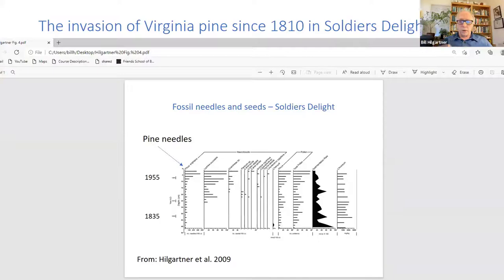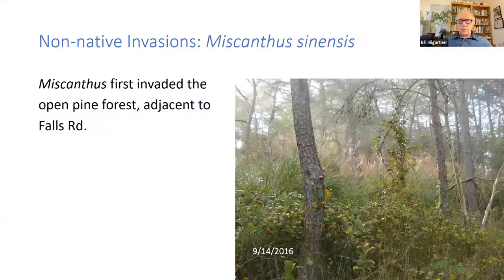An invasive that's becoming a problem at Bare Hills is Miscanthus sinensis, Chinese silver grass. It first invaded the open pine forest. I remember seeing it early on in the open pine forest, and I began to think, well, it probably takes over in these shady, deeper soils, and so it's not going to be a problem for my study plot.